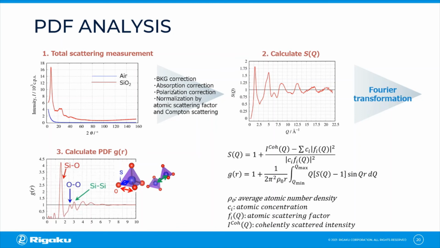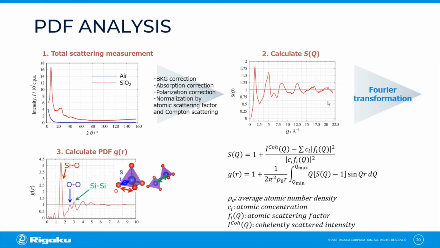Then this data is treated with a series of correction functions. And the objective of these correction functions is to get rid of all of the experimental and instrumental aspects of the data. And you will end up with the S of Q function, which is basically a function of the intensity.